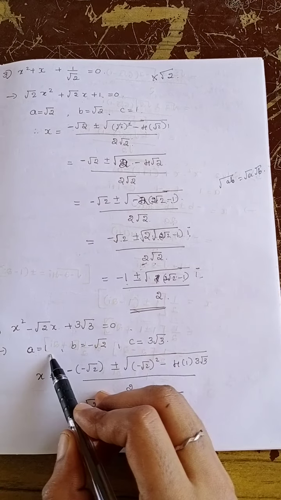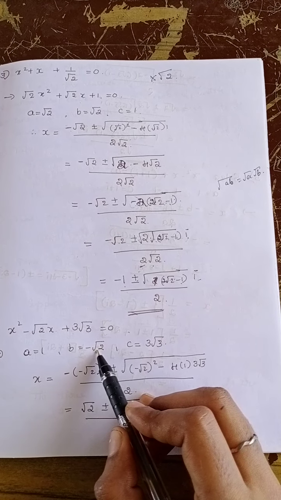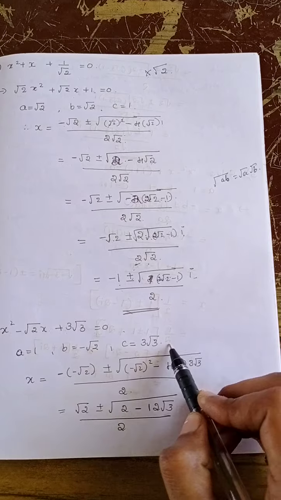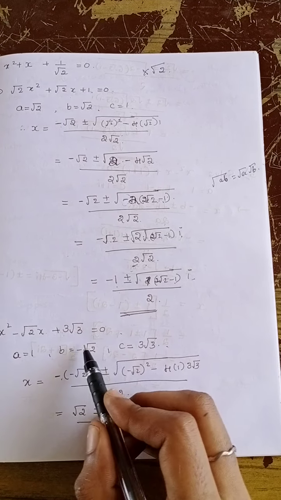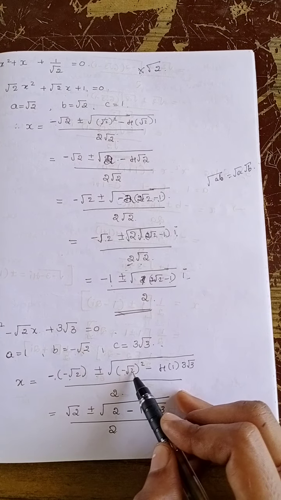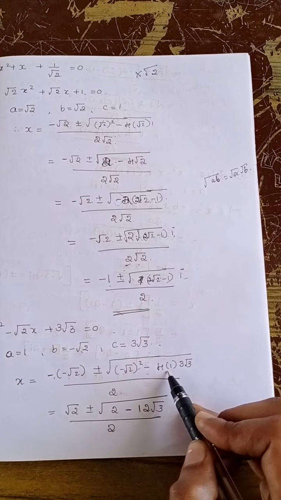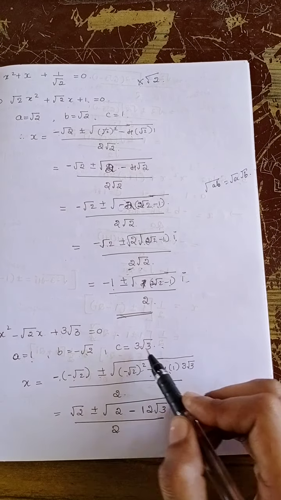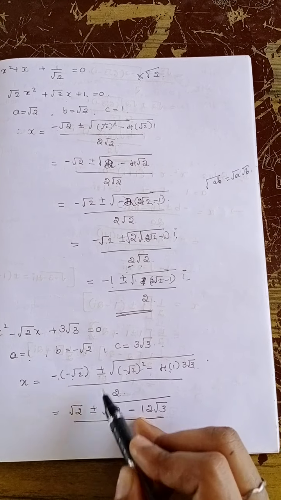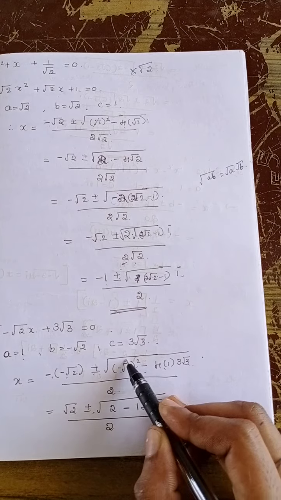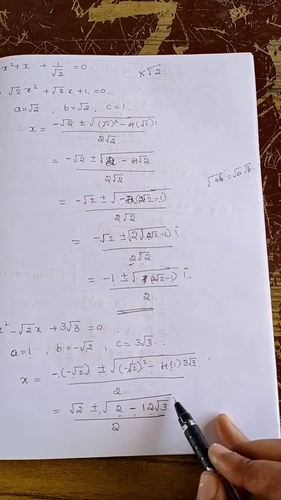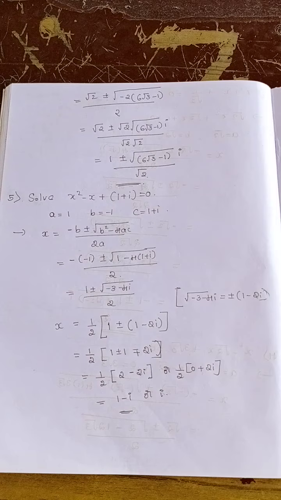Here a is equal to 1, b is equal to minus root 2, c is equal to 3 root 3. Here x is equal to minus b plus or minus square root of b square minus 4ac, divided by 2a. That is equal to minus of minus root 2, so plus root 2, plus or minus square root of root 2 square, and the square root getting cancelled, 2 minus 4 into 3 is 12 root 3, divided by 2.